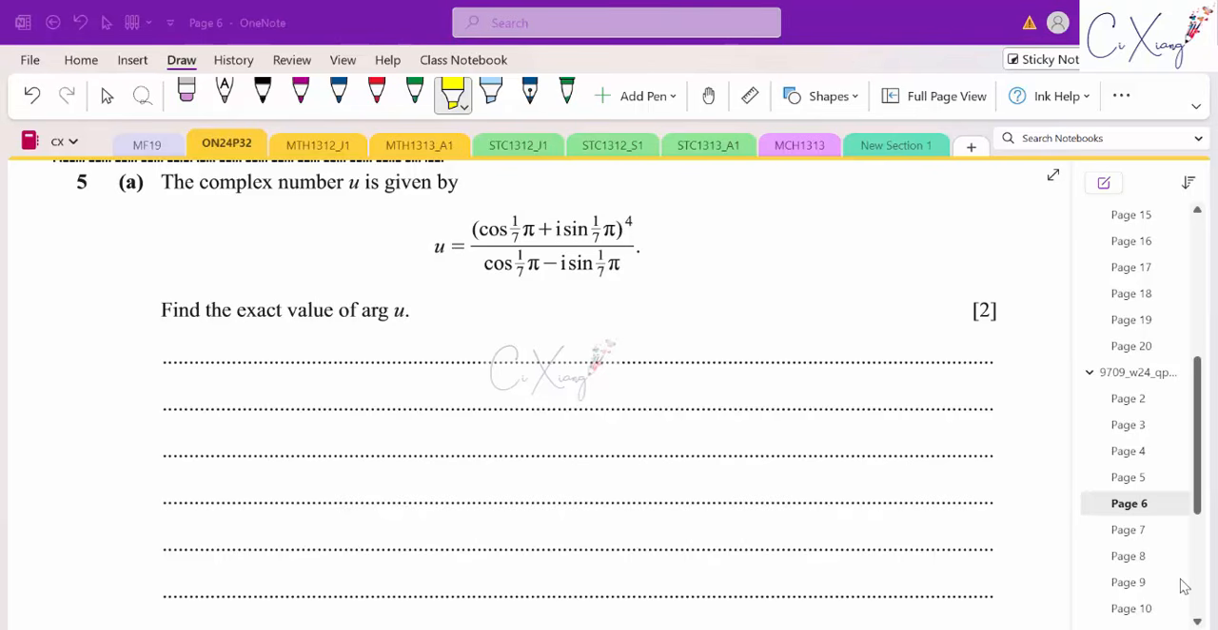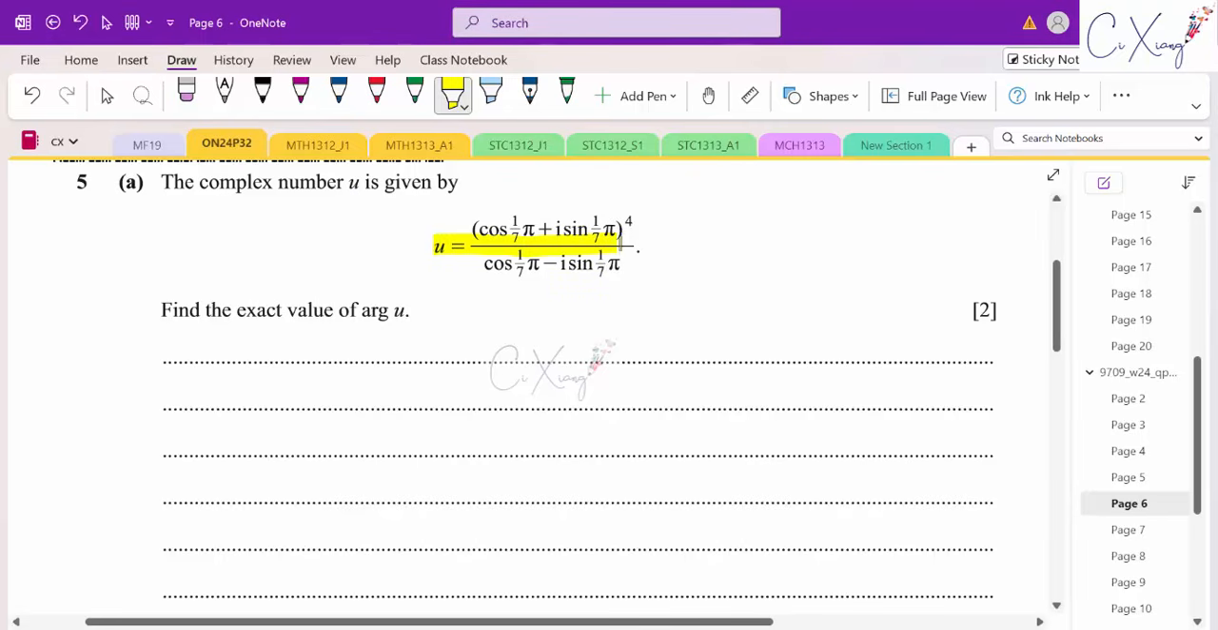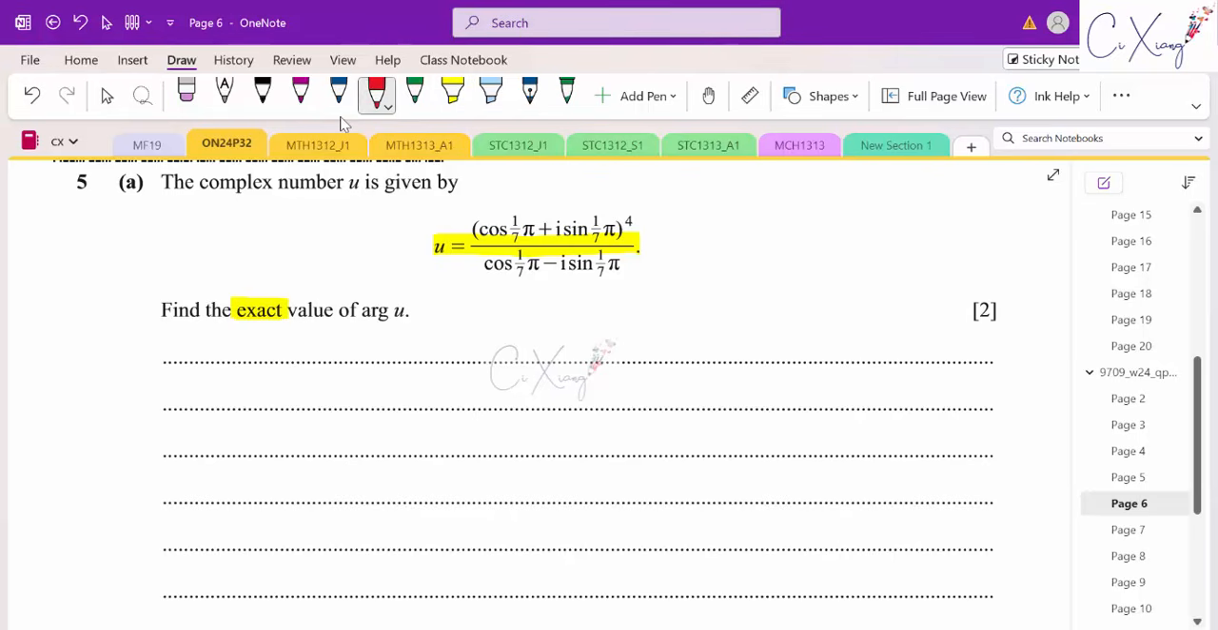Alright, so question number 5. We are given a complex number u, and this is what we get for the u. Alright, then find the exact value of argument u, exact value. Okay, so to get the answer for this question, I think there are more than one method to solve it. Alright, so let us discuss both of them.